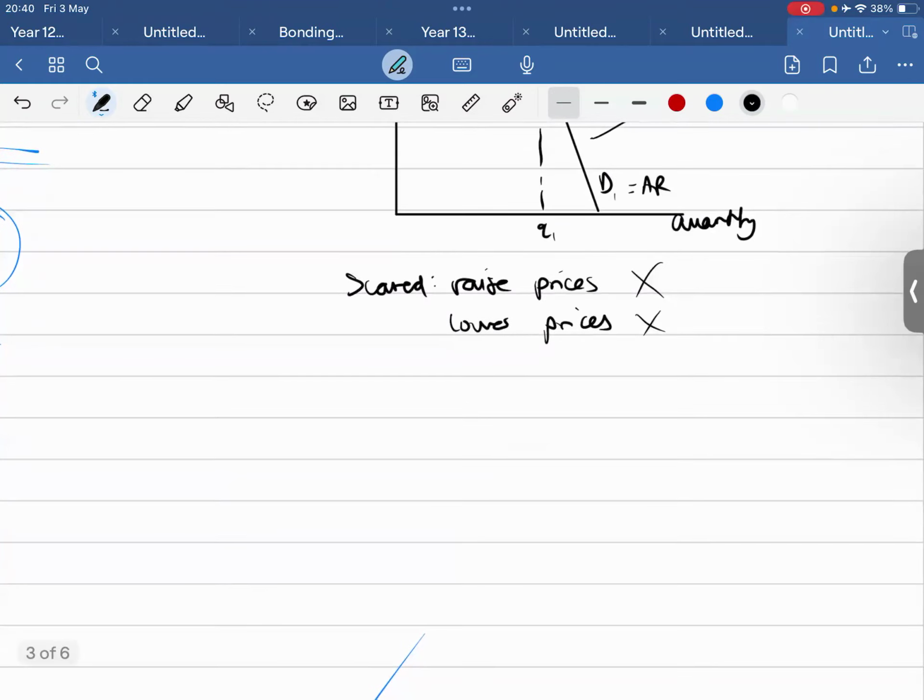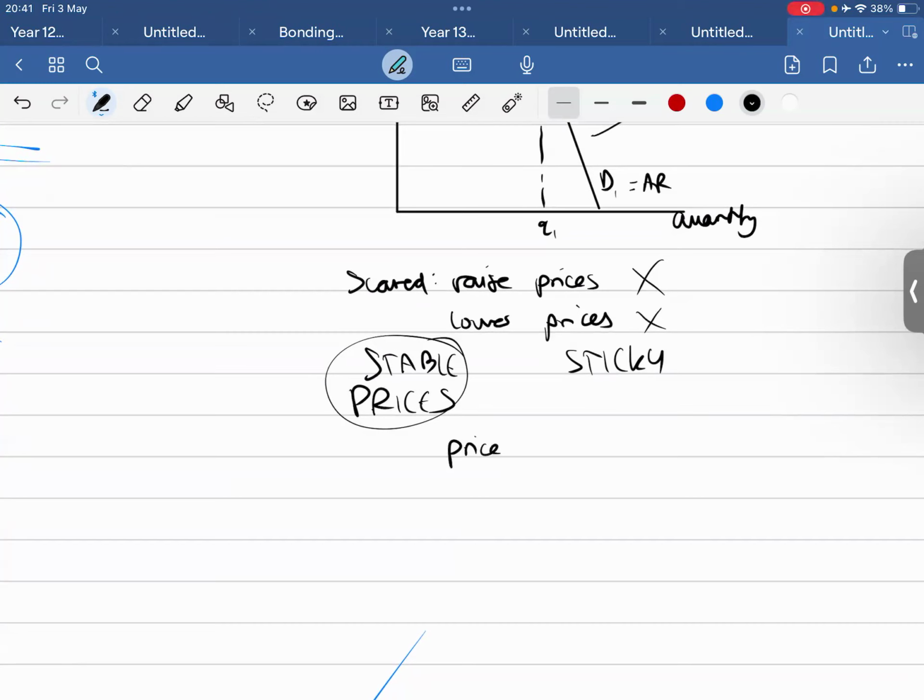Explain why they can't raise prices or lower prices, and explain that prices are therefore stable, or you could use the word sticky. But basically, we have stable prices. Could you say price rigidity? Yes, perfect, I like that. Price rigidity, or just say prices are rigid.